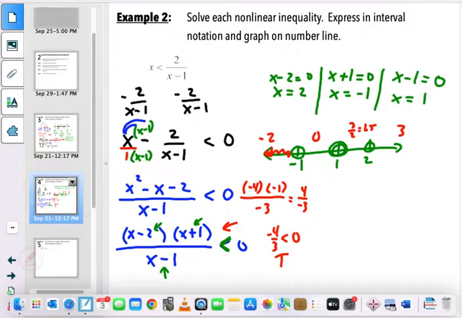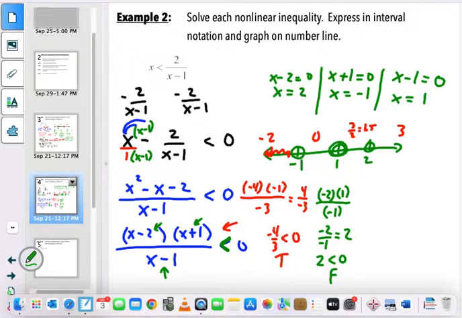All right, so now let's try 0. So plug 0 over here into factored form. 0 minus 2 there is a negative 2. 0 plus 1 is 1. 0 minus 1 there is negative 1. So then we get negative 2 divided by negative 1, which is 2. Is 2 less than 0? No, that's false. So we're not going to shade in that section.